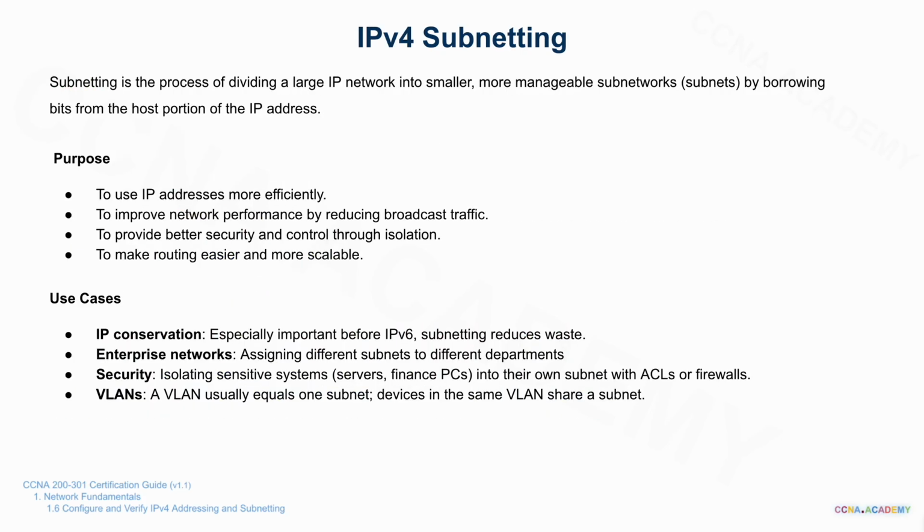Subnetting is the process of dividing a large network into smaller and more manageable subnetworks. We do this by borrowing bits from the host portion of the address and turning them into network bits. The main goal is to use addresses more efficiently, reduce broadcast traffic, and improve performance and security.